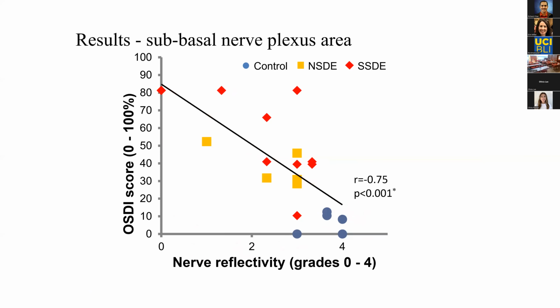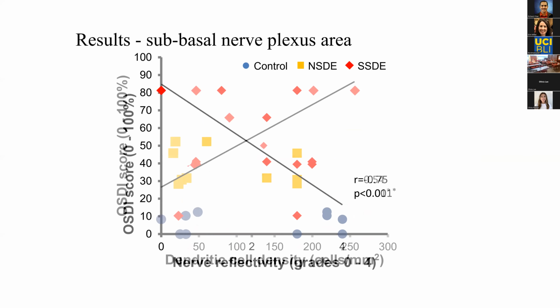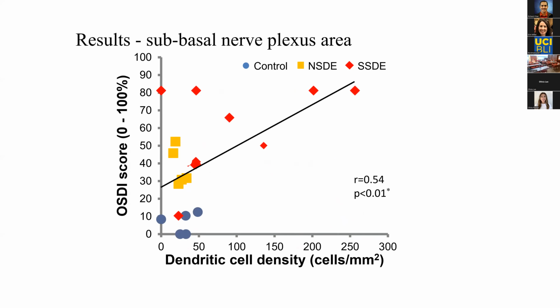And then we correlated the patient's symptoms with all of these other findings that we've been looking at on confocal. And indeed, they all correlated. So the more symptomatic the patients were, the worse the nerve reflectivity was, and the higher the dendritic cell density, the worse the patient felt. In other words, the higher the OSDI score, the higher the dendritic cell density. And again, that was statistically significant. So that tells me that what I'm looking at is not just me by myself looking at a screen, but that it does correlate with patient symptoms and maybe disease severity.